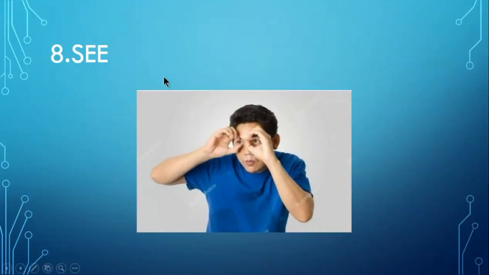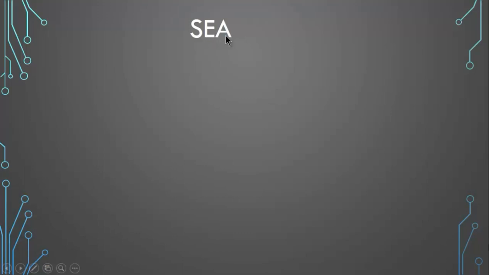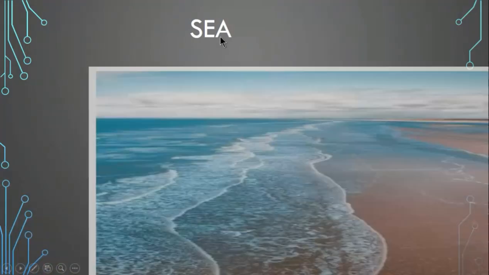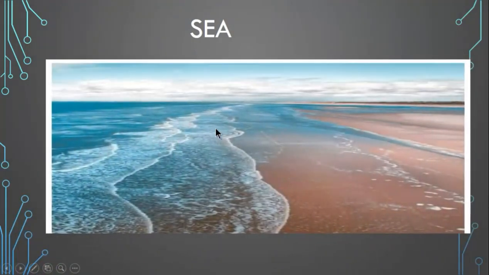SEE. See means look. When you are looking at something, at that time we say SEE. And the next one is SEA. See, the pronunciation is the same, but the spellings are different. SEE means we want to see, look at something. And SEA means this type of sea. Yes, big. Very good. SEA.